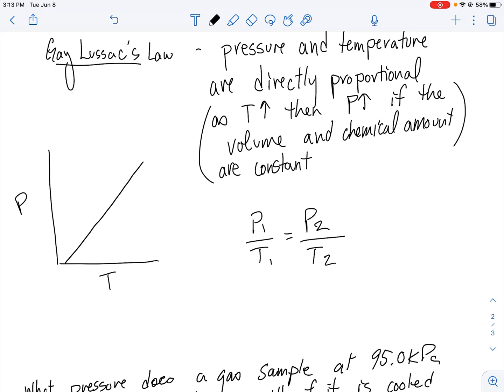Now, this depends on the gas having a constant volume and chemical amount. So usually we'd think about that being like a container that can't expand or contract, maybe like a propane tank that's rigid and has a set amount of gas in it, and then it's either being heated or cooled. So the formula is P1 over T1 equals P2 over T2.